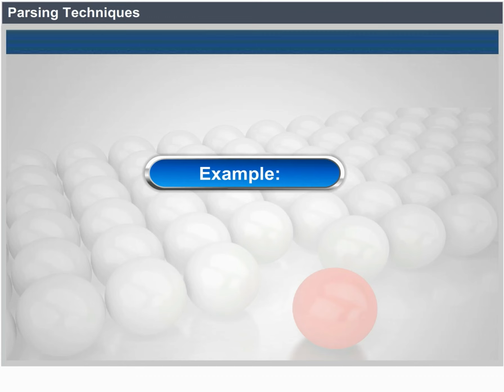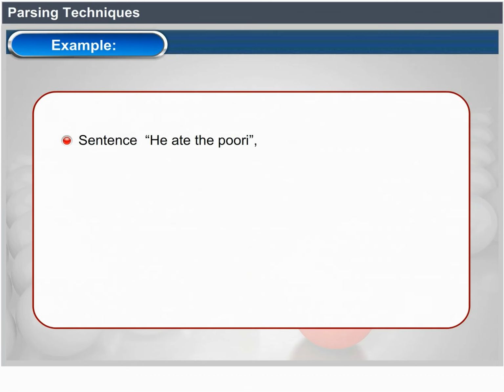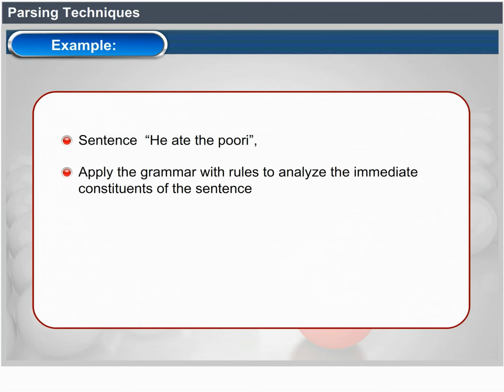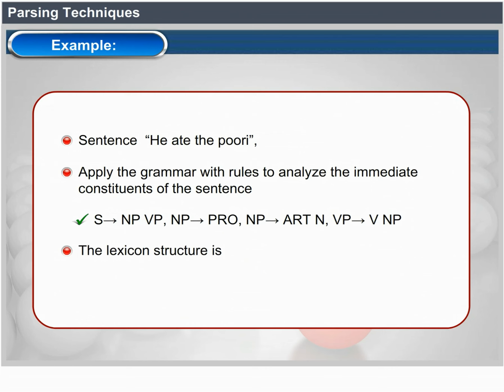Example. Sentence: he ate the puri. Apply the grammar with the rules to analyze the immediate constituents of the sentence. S implies NP, VP. NP implies PRO. NP implies ART N. VP implies V NP. The lexicon structure is ate, V; he, pro; puri, N; the, art.